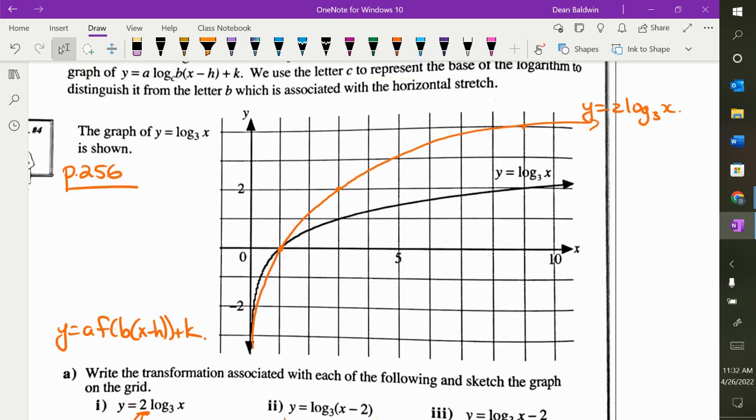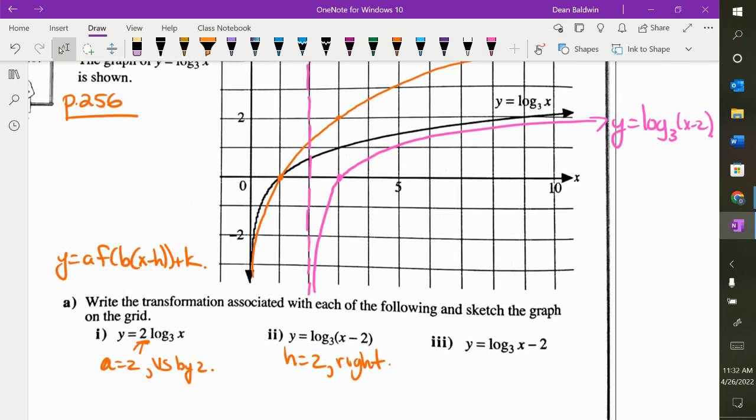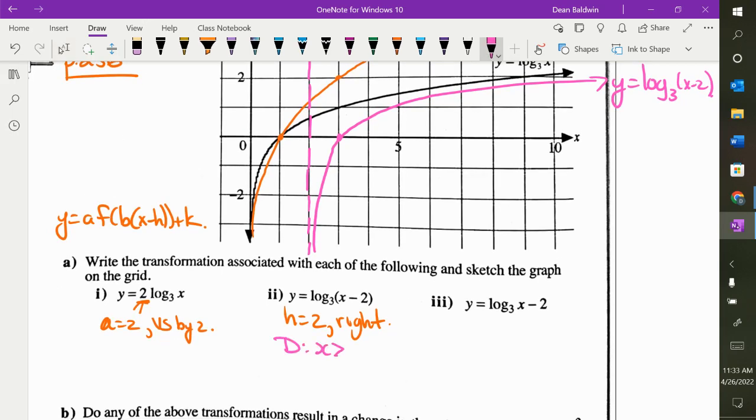Okay, so this graph we'll do in pink. The vertical asymptote is at 0. We move it 2 units to the right, so now it's at x is equal to 2. We just took this black graph, y is equal to log base 3 of x, and moved it 2 to the right. So the x-intercept at 1 is now at 3. It's still a growth. Everything else is the same. What's the domain of this graph? X is greater than 2, because we've moved the vertical asymptote over.